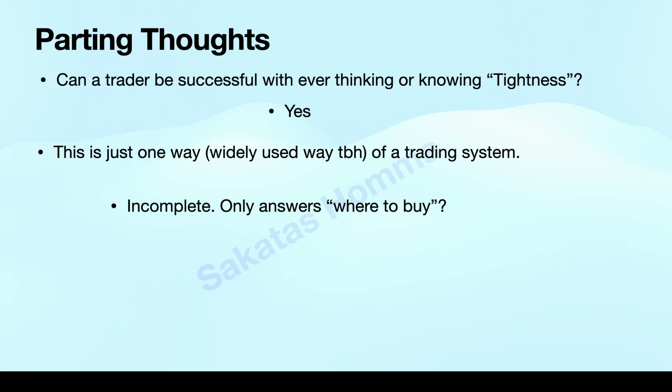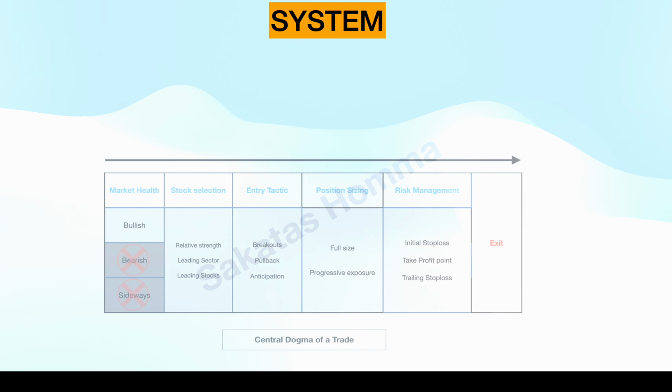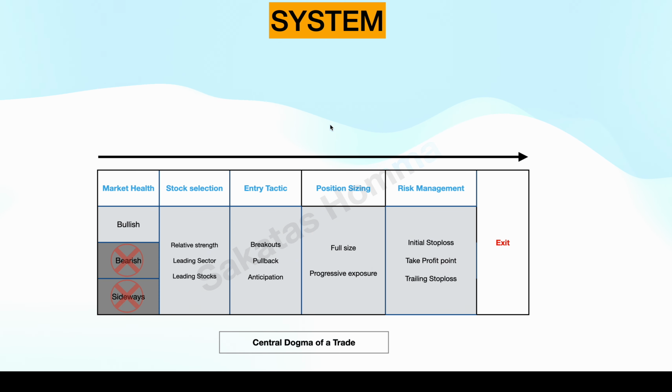But if you are using this system, it's incomplete. Tightness itself is not a complete trading system, because it only answers where to buy. For a complete trading system, you have four other questions which need to be answered. And that's why you have to build a trading system. Now, what is a system? In a very short 1 minute, a system is basically this. The whole system will let you know what the market health is, what your stock selections are, what the entry tactic is, how much position size you are having, and where you are exiting.